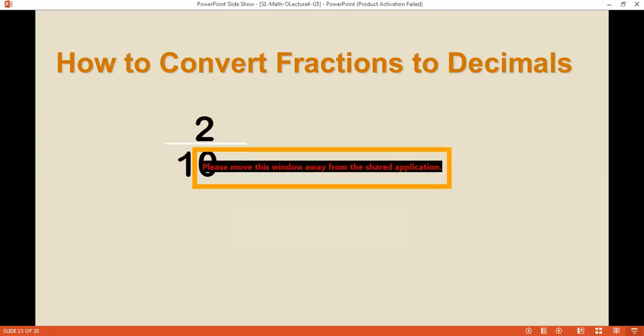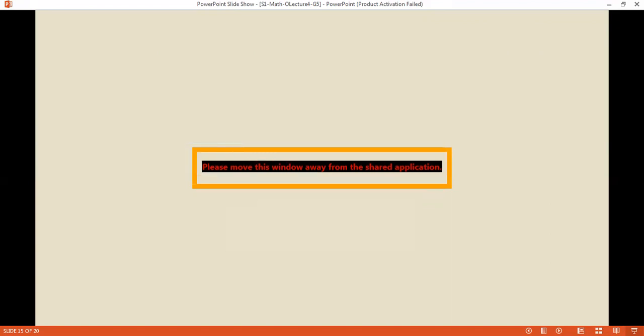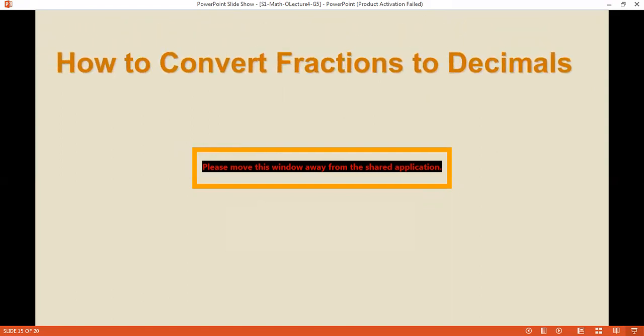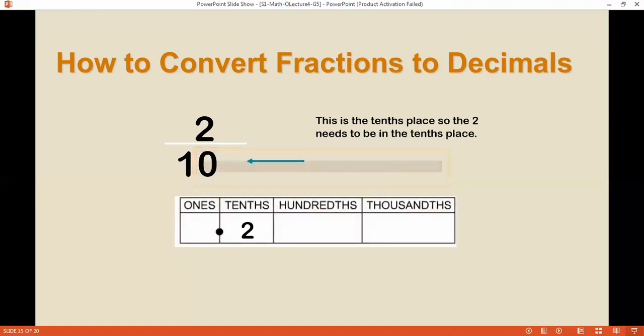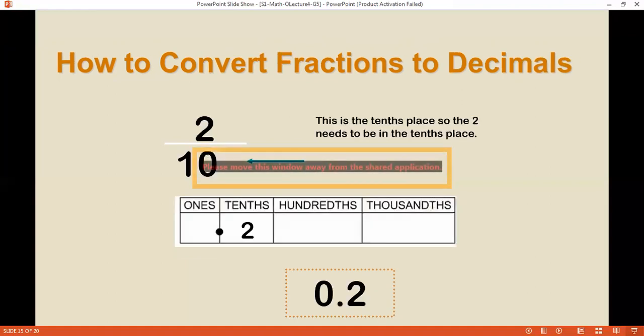First of all, if we have 2 over 10, how do I say this in word form? You already learned this in fractions. We learned how to say this fraction in words. It's 2 tenths, right? So I only have 2 in the tenths. So it's 0.2, right? It's very easy.